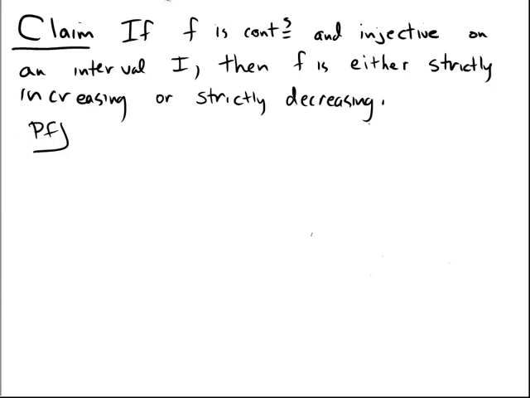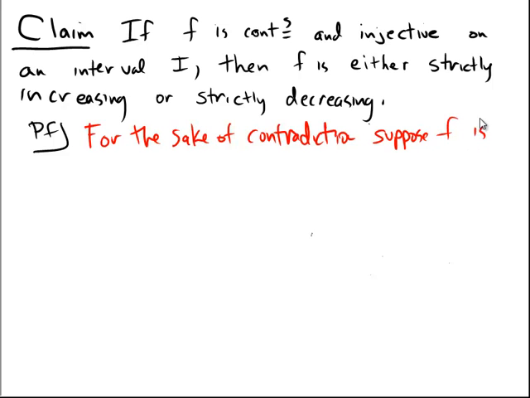Okay, this time we will prove if f is continuous and injective on an interval I, then f is either strictly increasing or strictly decreasing, and we will approach the proof this time by contradiction. We'll prove by contradiction. So, for the sake of contradiction, let's suppose f is not strictly increasing or decreasing.